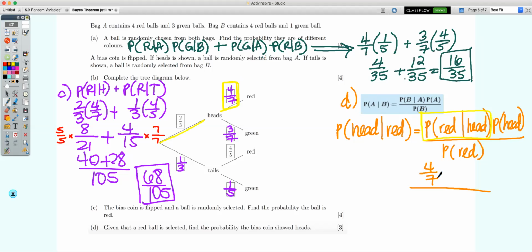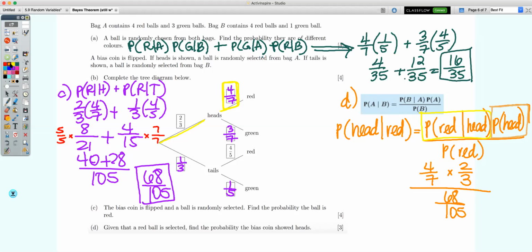Then we want to multiply this by the probability that we even get a head at all. Okay, so we want to multiply by the probability of getting a head. As we can see from the tree diagram, the probability of the coin landing on head is 2/3. So we multiply those together. Then in the denominator, we want the probability of it being a red ball, and we found that out back in part C. So our answer to part C is our denominator in part D. And now we can perform the algebra to find our answer to part D.